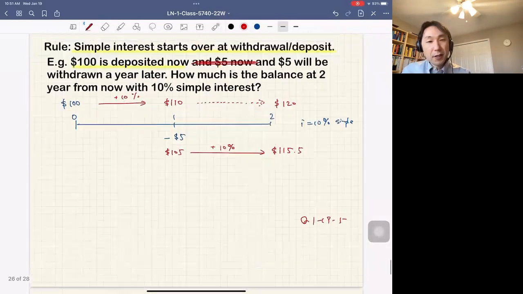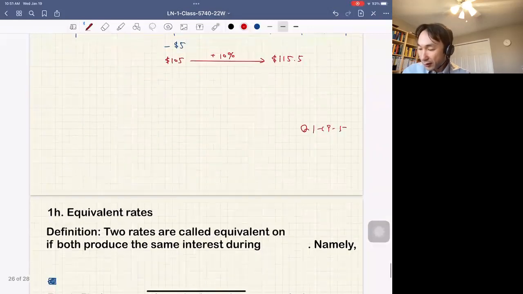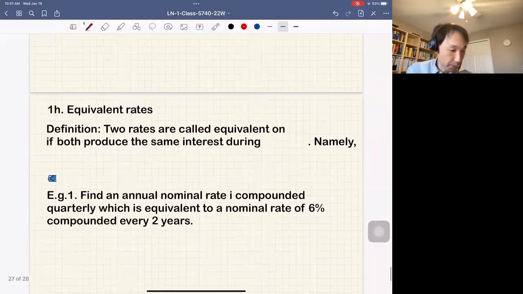Do you have any questions? So this is logically not consistent, but still, this is the way to calculate simple interest rate.